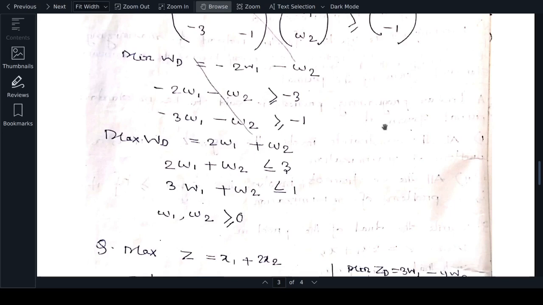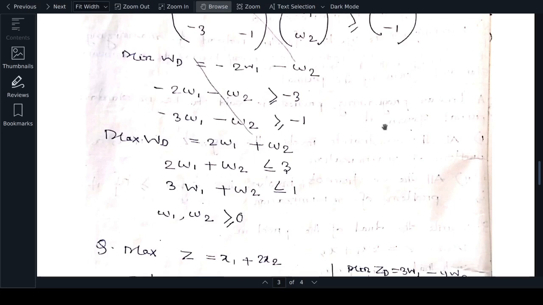Clear? Yes, sir. So same as earlier, just I had given minus minus here, and for this reason I cut this one. You will apply the same method as earlier. First you write the given problem in the matrix form, and then you write its dual.